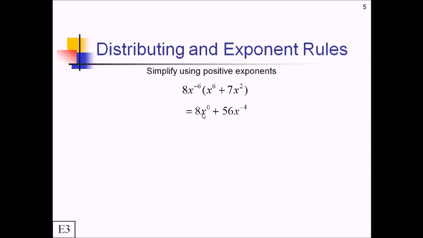Simplifying now, x to the 0 is 1. Now be careful here. Only x is getting the 0 power. So you really just have 8 times 1. And then this will be 56 over x to the 4th.